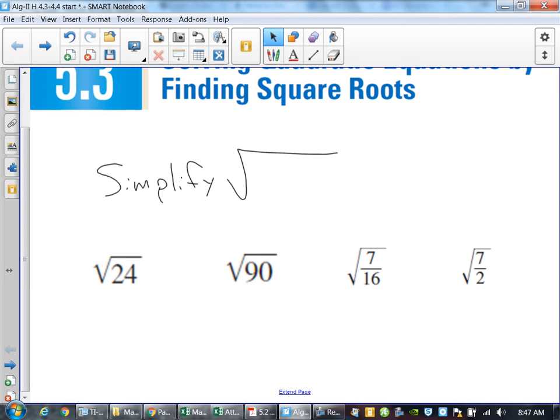Yeah, right. Boo. Is that 2 square root 6? This one? Yeah. Yes!